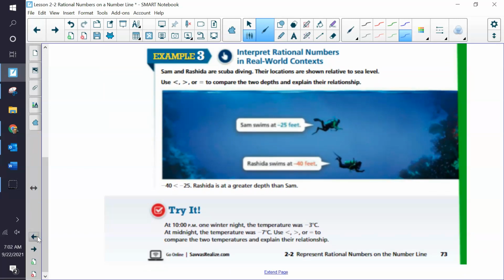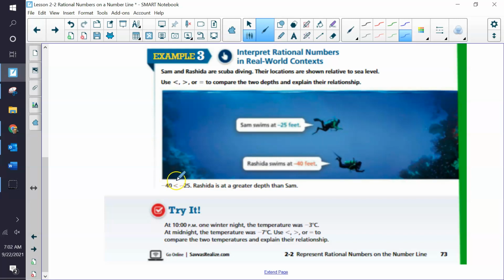And let's just kind of take a look at number 3 also. 3 has to do with relationships right here and the types of words that we use. So here we see Sam and Rashida. They are swimming at different depths, of course, and so we can interpret this in different ways.